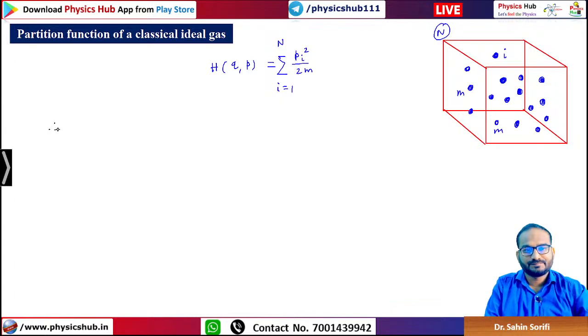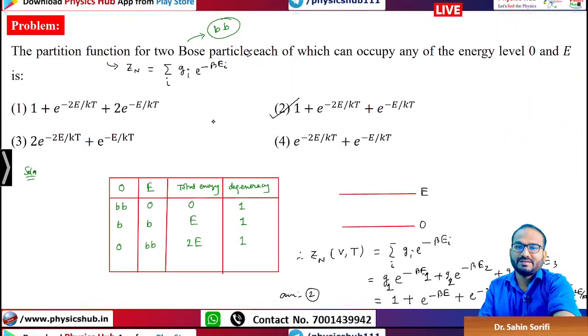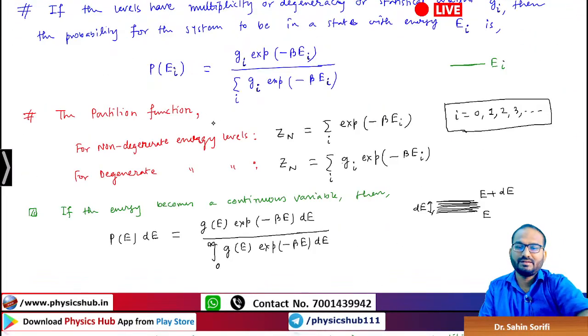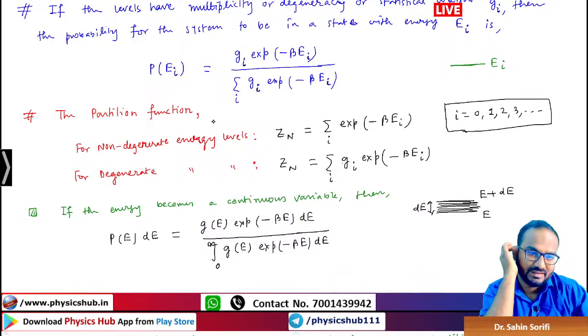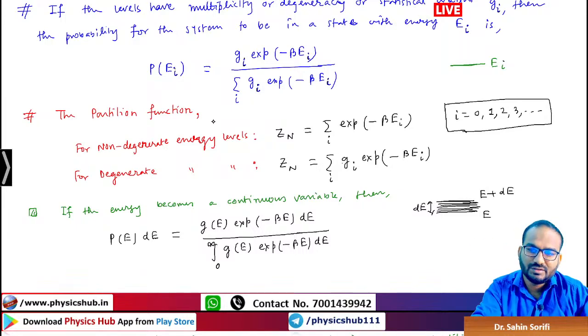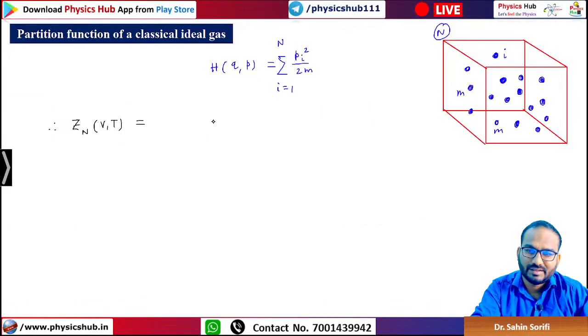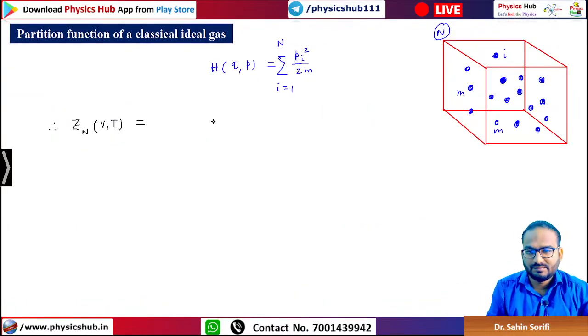Therefore, the partition function Zn of V, T will have the value, you know, we have told you, the integral of g(E) e to the power minus beta E dE. The actual formula, when you actually calculate it, is a little bit different.